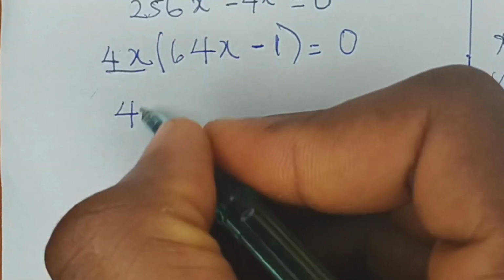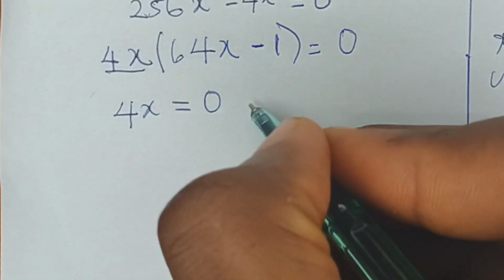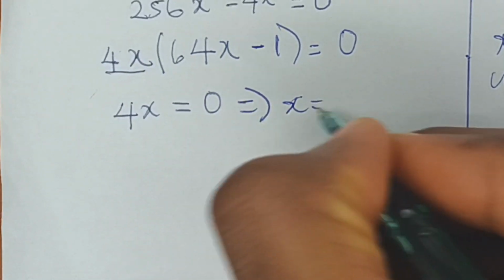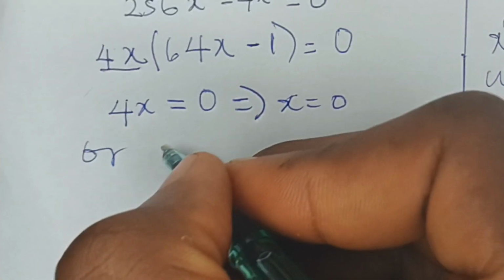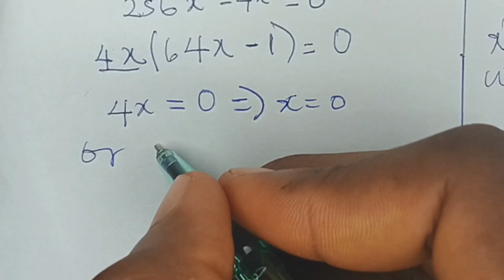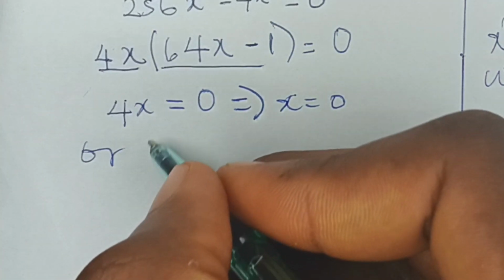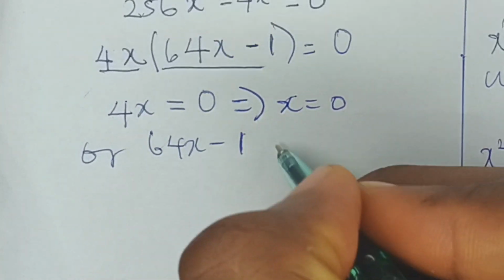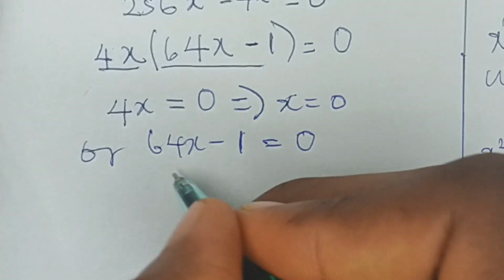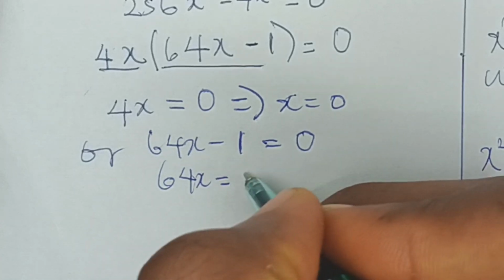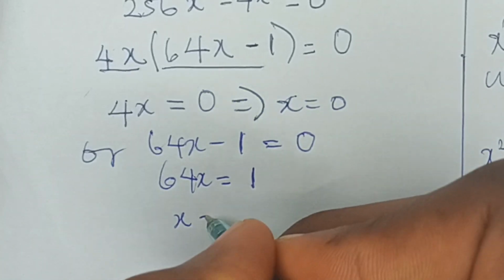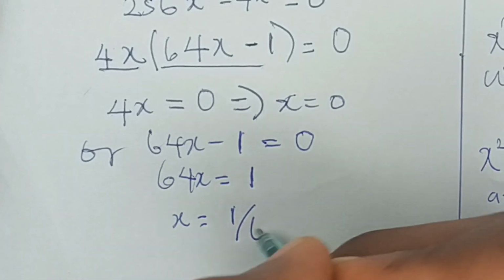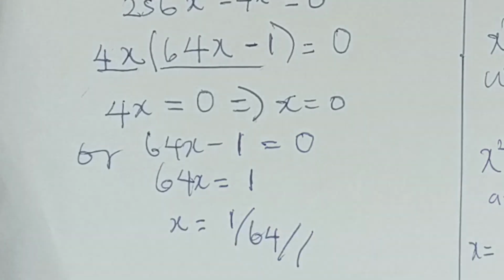So from here, it's either that 4x is equal to 0, which implies that x is equal to 0, or this is equal to 0, okay? So 64x minus 1 is equal to 0. 64x will be equal to 1. x will be equal to 1 over 64. Okay, so these are the two answers for x, and I hope the Chinese have learned how to solve this. Thanks.